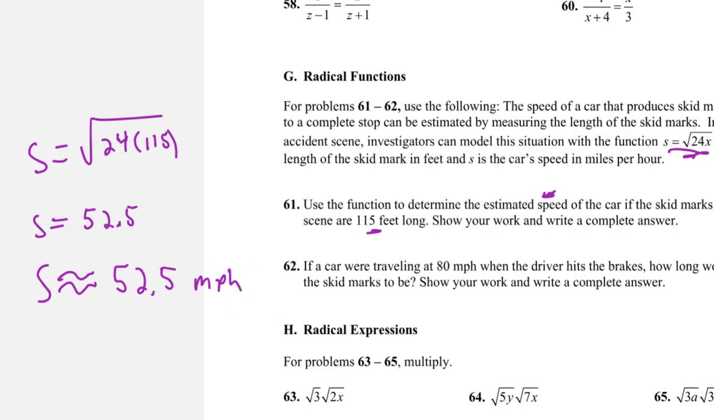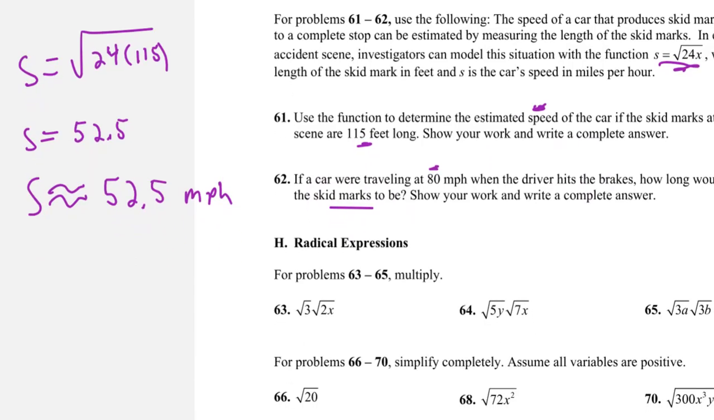All right, let's take a look at number 62. They give us the speed, but we don't know the skid mark length. So let's tackle that. We know s is now going to be 80, but we don't know the x. So we have to solve this thing for x. We've got a couple of options.